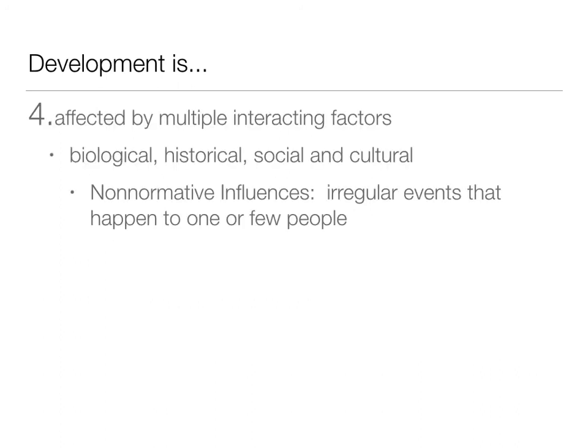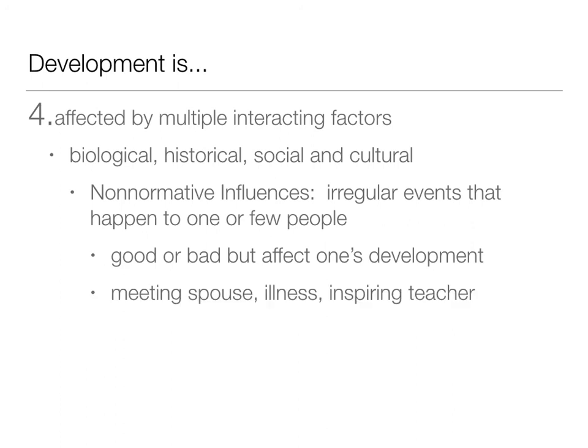We also have the influence of non-normative influences, and these are irregular events that happen to just one person by themselves or a few people. They can be good or bad, but they can affect one's development. So meeting a spouse can be one, having an inspiring teacher, having cancer, or any illness can be a non-normative influence. So one of my best friends was diagnosed with cancer in college. And that really has shaped a lot of her outlook on things. It shaped her family structure. It shaped a lot of different things in her life because she had that non-normative influence of getting cancer when she was in college.